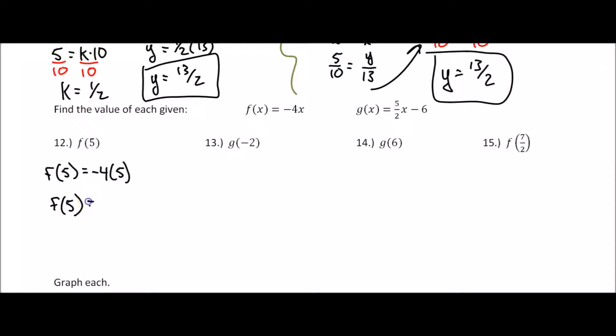And just a reminder, this is not f times 5, it's f of 5. It's the function with a 5 plugged in, and that gives me a negative 20. And that's it. Just a little bit of simplifying.